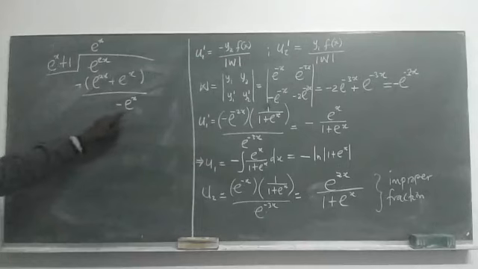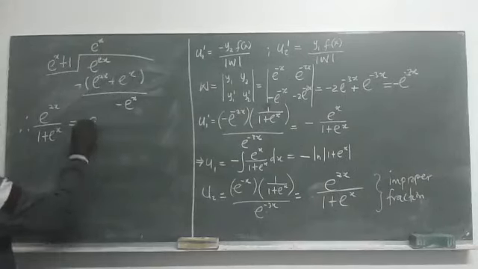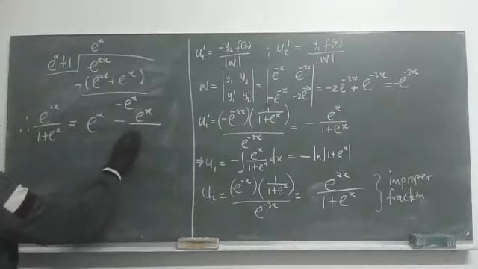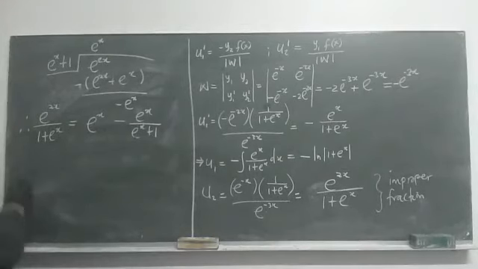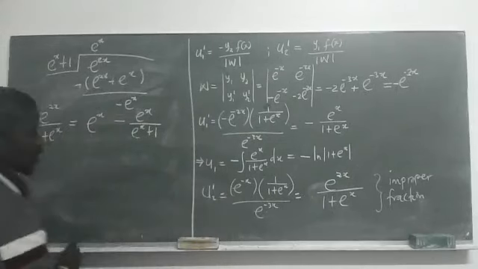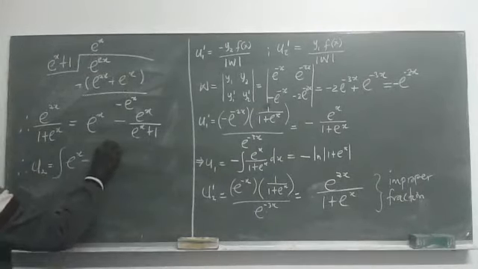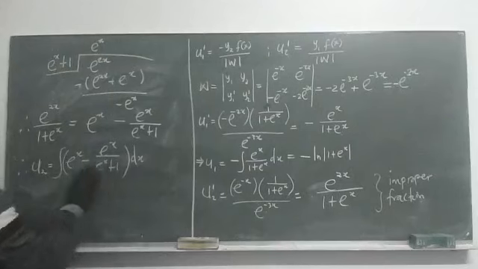I can't divide anymore. So therefore, I can say e to the power of 2x over 1 plus e to the x is equal to that whole number, plus the remainder over the divisor. So this is another way of writing that. Now I can integrate. Now I'm going to integrate to get u2. So I'm going to integrate this whole thing, minus e to the x over e to the power of x plus 1, everything dx.